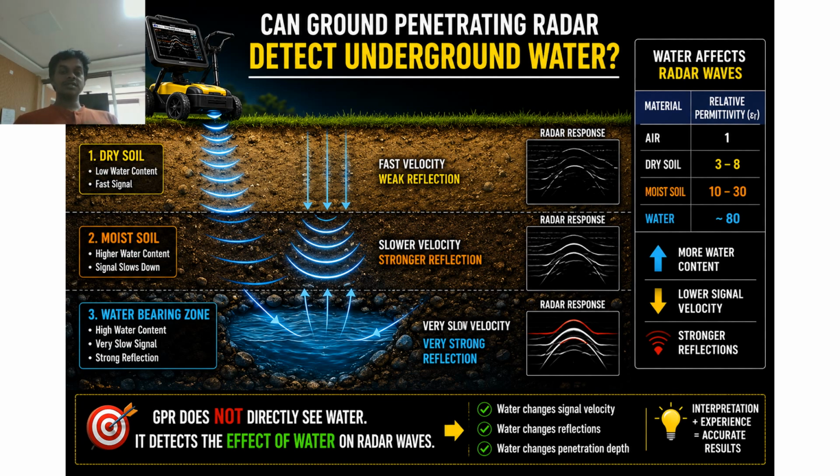So now let us summarize. Can groundwater be detected using ground penetrating radar? Yes, but not directly. GPR detects only the changes that water creates in the subsurface. Water changes signal velocity, water changes the reflection, water changes the penetration depth. And by analyzing those changes, we can identify zones that contain water. But successful interpretation always requires experience and supporting information.